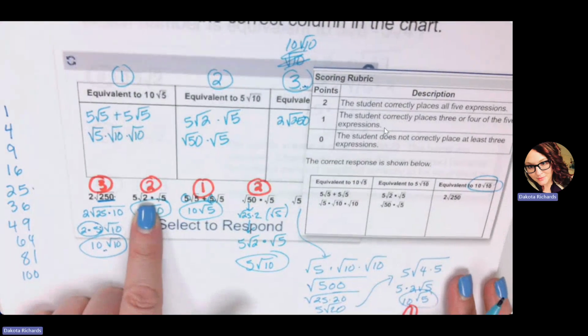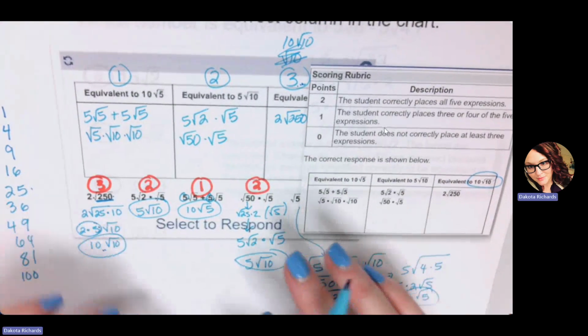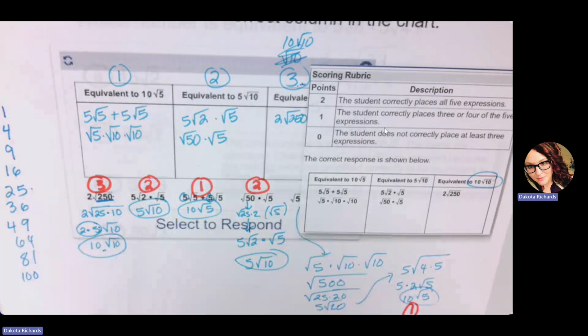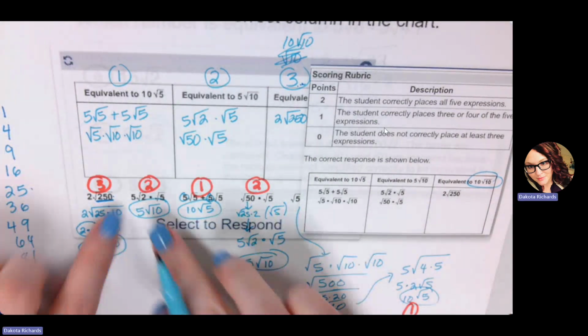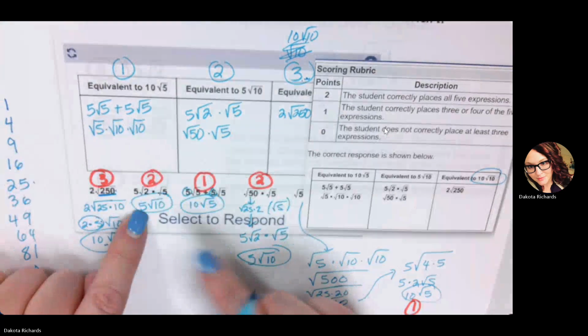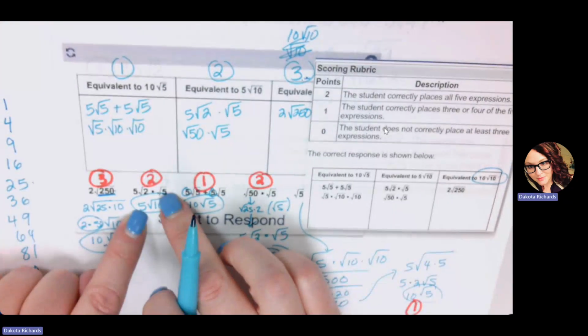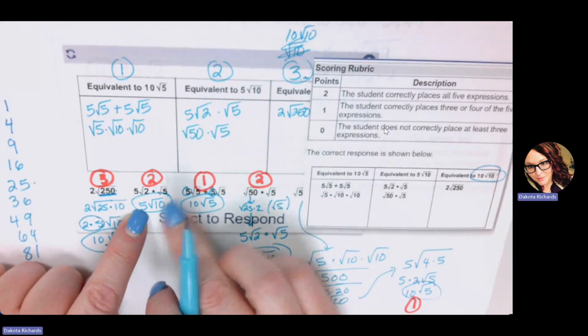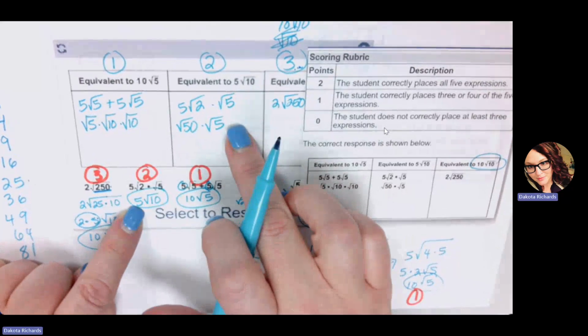5 square root 2 times square root 5. Remember, if it's outside the radical, it stays outside. If it's inside, it stays inside. 5 times 1 is 5. 2 times 5 on the inside of the radical is 10. So that's just 5 square root 10. So that's the second column.